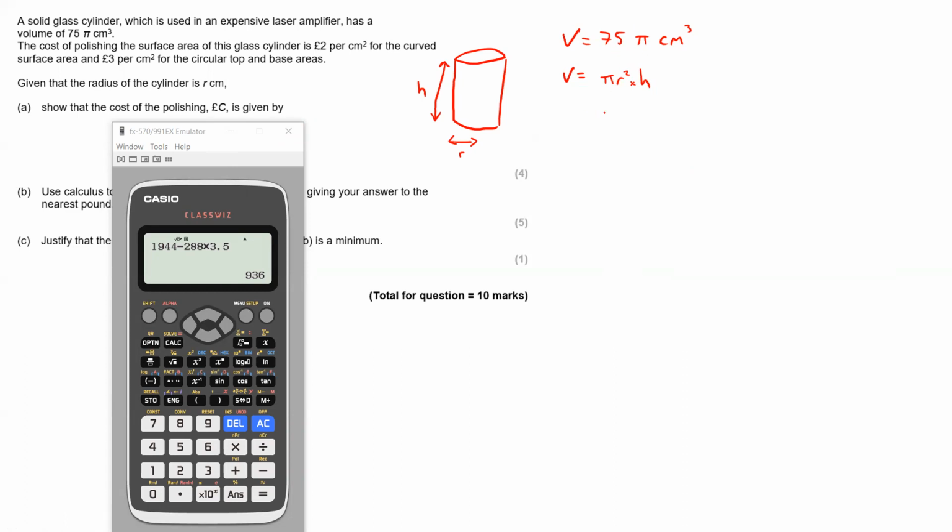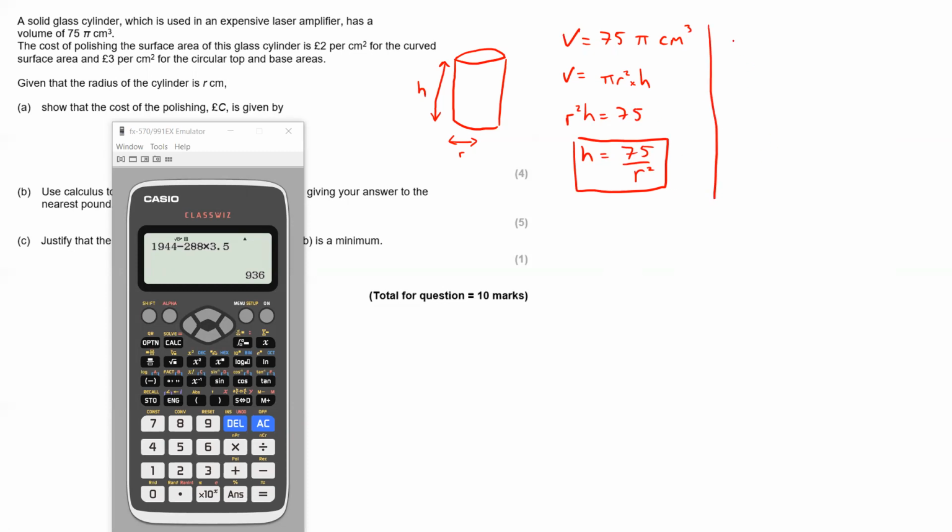So it's a very important bit there. We know that r²h equals 75 by equating these two and then dividing by π. So h is equal to 75 over r². That's going to come in handy in a second, so it's really important to get that first.